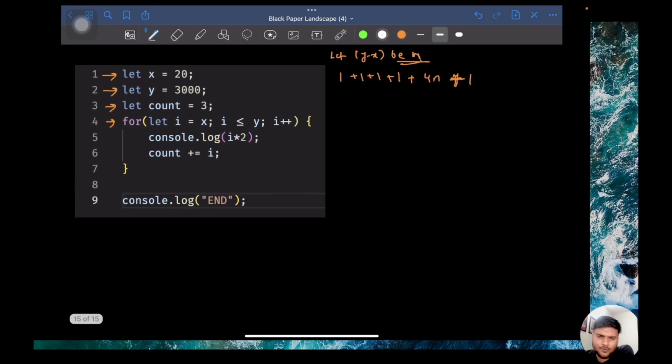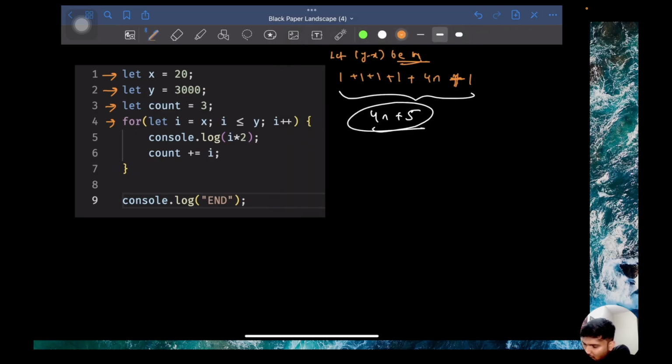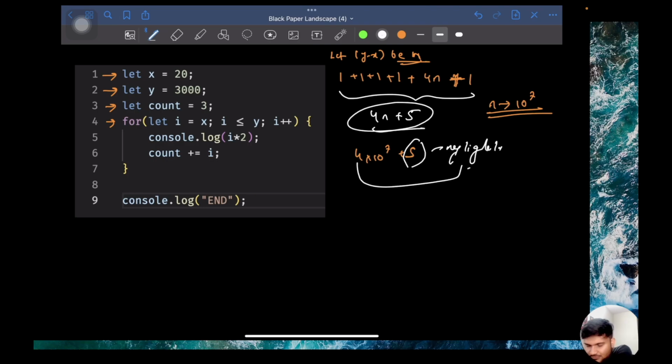These are approximate. I'm just trying to give you an example. We don't have to do this much analysis because after some time you will just get used to it. But overall, it looks like 4n plus 5. Now just think about it. If n becomes of the order 10 raised to the power 7 or 10 raised to the power 6 or 10 raised to the power 5, then 4 into 10 raised to the power 7 plus 5. Can I say this is negligible? So is this. So overall, you can say that 4 and 5 are negligible.